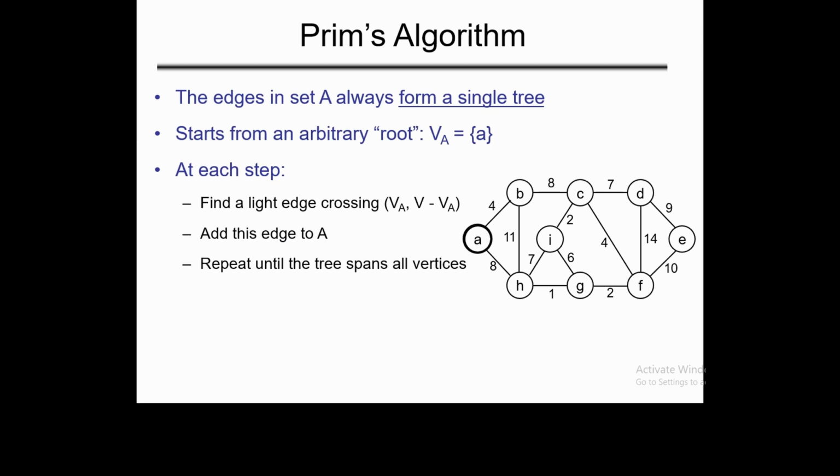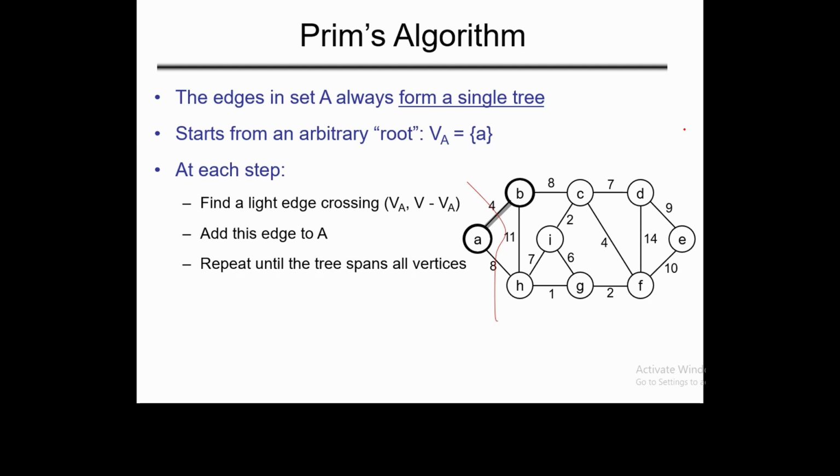Okay, so initially we started from A, and this is the cut basically. This vertex is in the set of vertices of the minimum spanning tree, that is VA, and these are all the rest, that is V minus VA. So this is a cut here. These two edges have one end on this vertex side and the other end in V minus VA, like this.